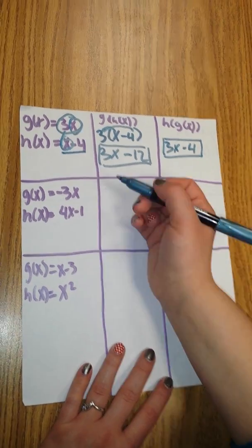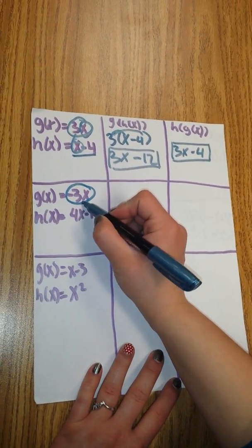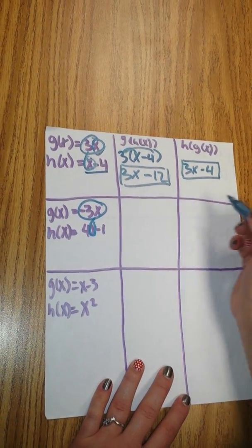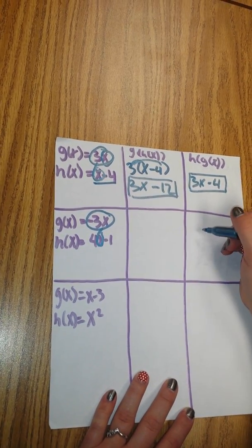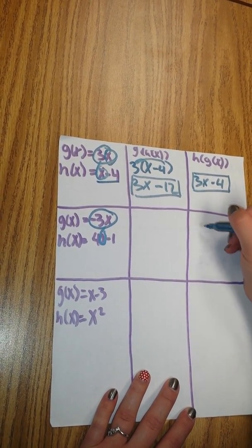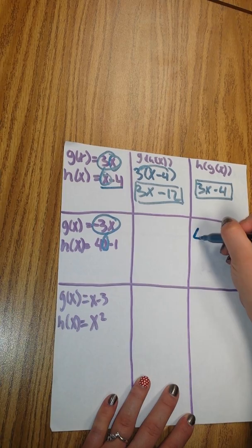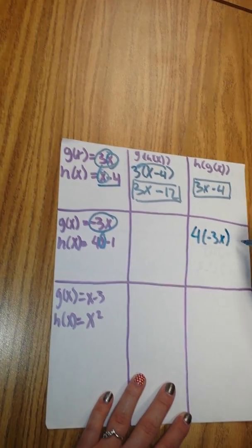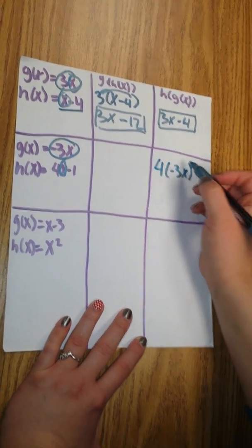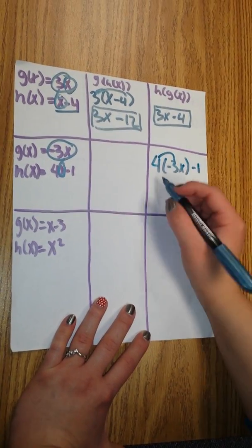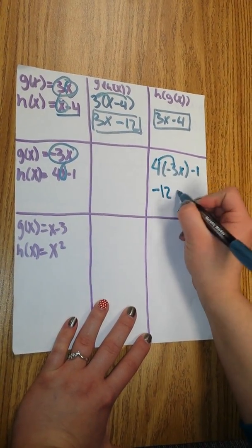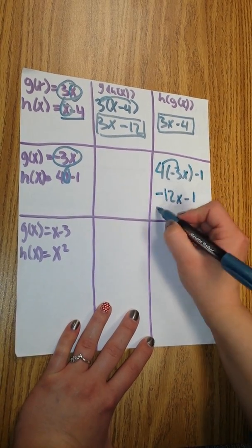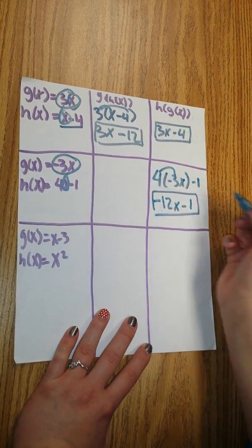For this one, you'll do the same thing. You'll just plug negative 3x into x, and you'll do 4 times negative 3x minus 1, and then you distribute the 4, so you'll get negative 12x minus 1, and that's your final answer.